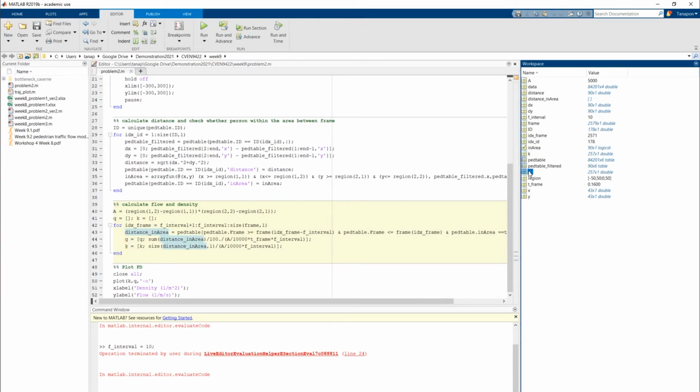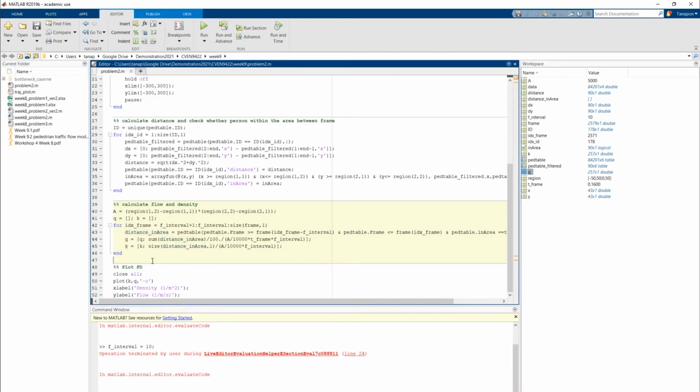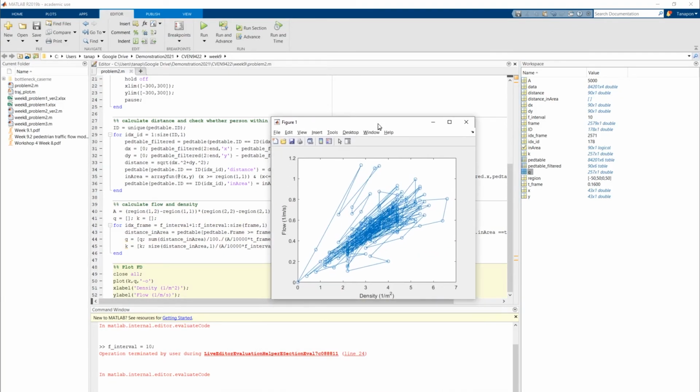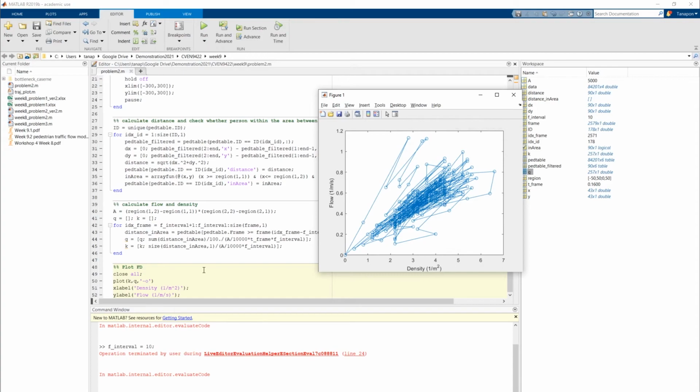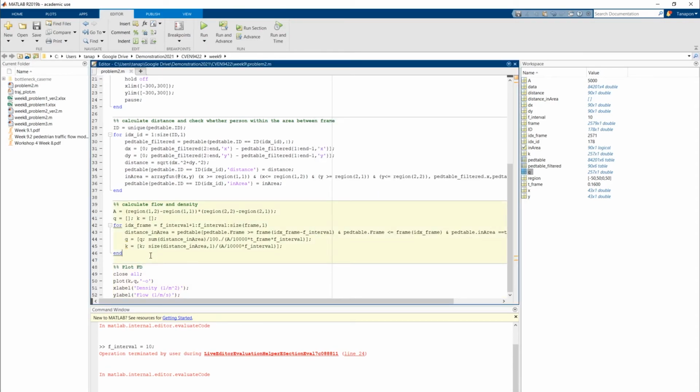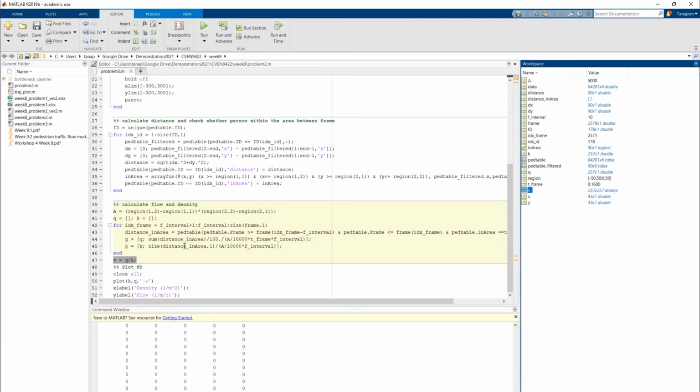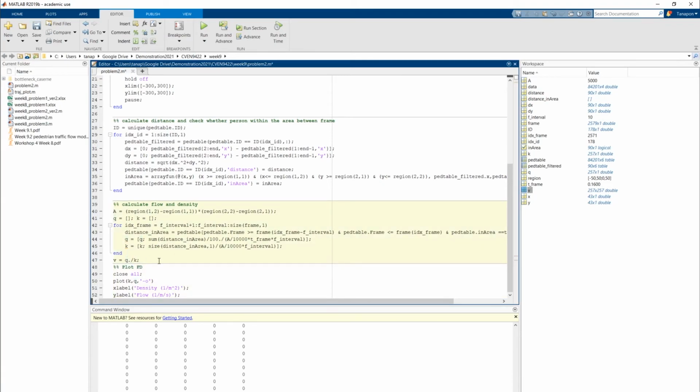So we did that. We can calculate Q and K, and then we can plot the fundamental diagram. It looks like this. So you can do speed equals Q divided by K. Should work. Okay, I should do this. Hold up a minute. Why is it 2 by 2? Oh, it has to be element wise. Like this. Yep, that looks more like it.